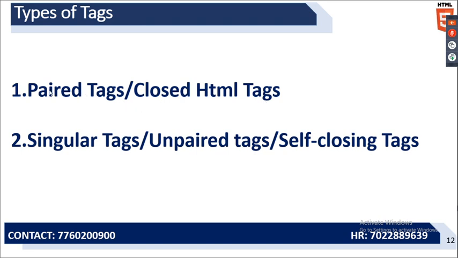The name itself is telling: pair. That means there will be a pair of tags, a set of tags. Then closed HTML tags. Closed means what? Mandatory, you have to close. Then there is the singular tag, unpaired tag, or self-closing tag. Singular means single tag. Unpaired means no pair, only one tag will be there. That is the reason for the name singular tag. Self-closing means the tag itself is closing. We will see this in detail in the next slide.